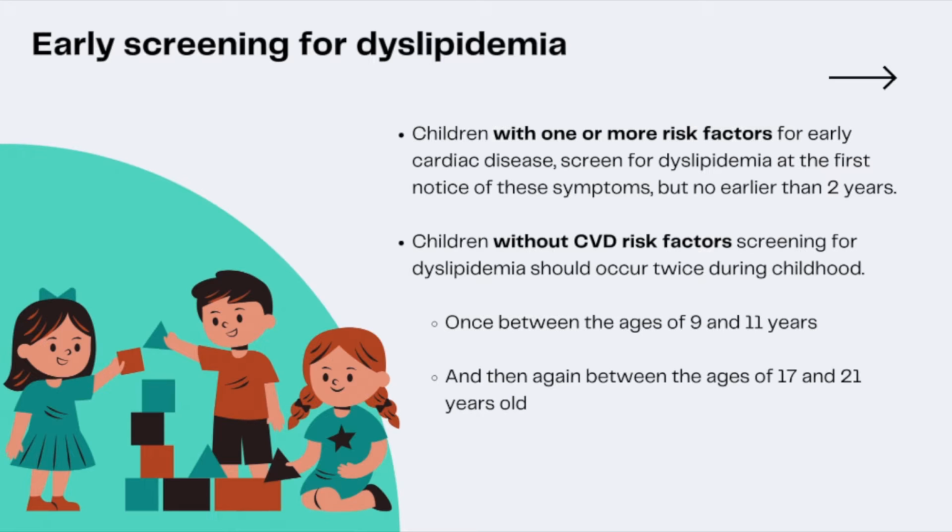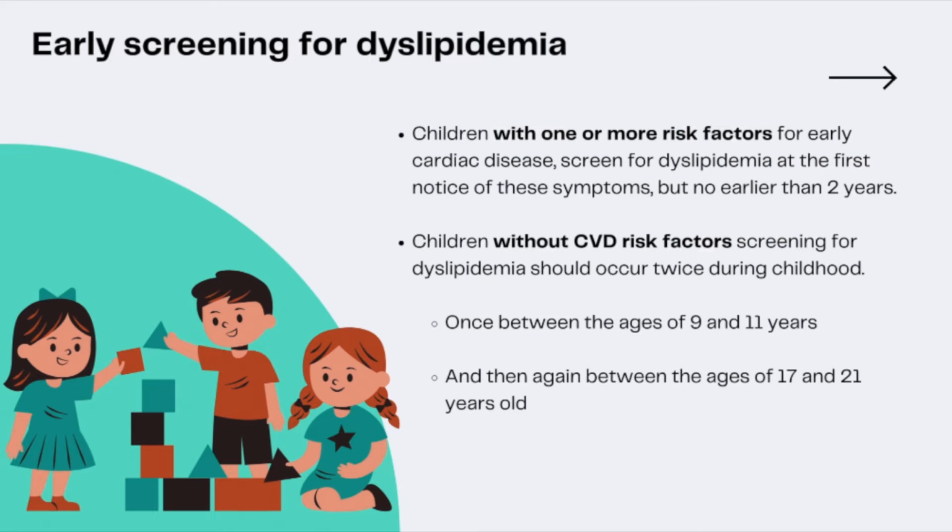So other examples would be obesity, diabetes, hypertension, a family history of early cardiac disease, exposure to smoke, chronic kidney disease, familial hypercholesterolemia, Kawasaki disease, childhood cancer, congenital heart defects, cardiomyopathy, HIV, and then finally adolescent depression and bipolar disorders. Those are also going to be risk factors for early cardiac disease.